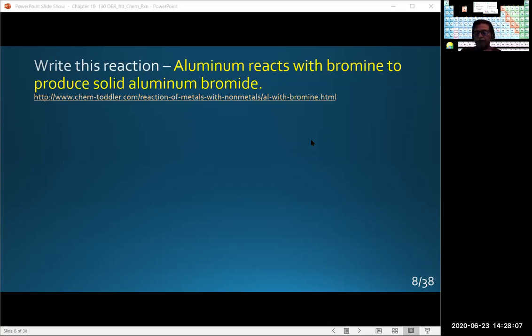Okay, but the problem says aluminum reacts with bromine to produce solid aluminum bromide. Again, we break it down. Aluminum, all by itself, the word is the element. Reacts is plus. Bromine is the element, so it's diatomic, Br2, and it reacts to produce aluminum bromide. So you break down the aluminum bromide first to put that formula together.